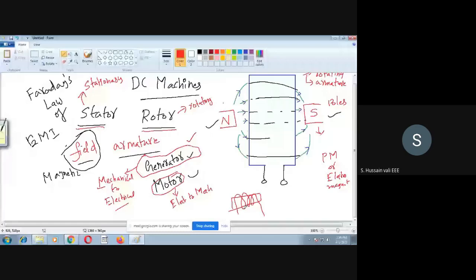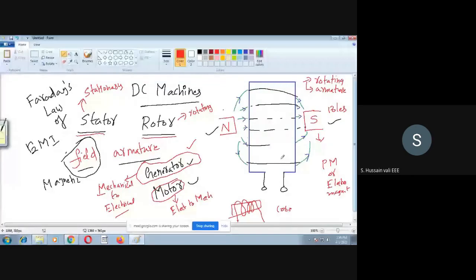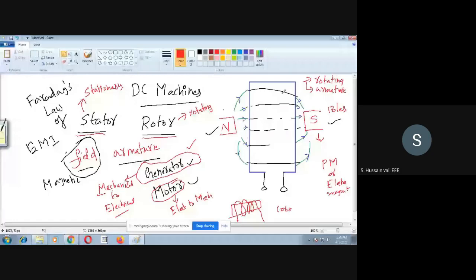So this blue color coil I have drawn is on a particular magnetic core. Even though I did not draw it, you must assume that this coil or wire is on a magnetic core. That part I didn't draw, but now I will draw it here. For example, you have a magnetic core.